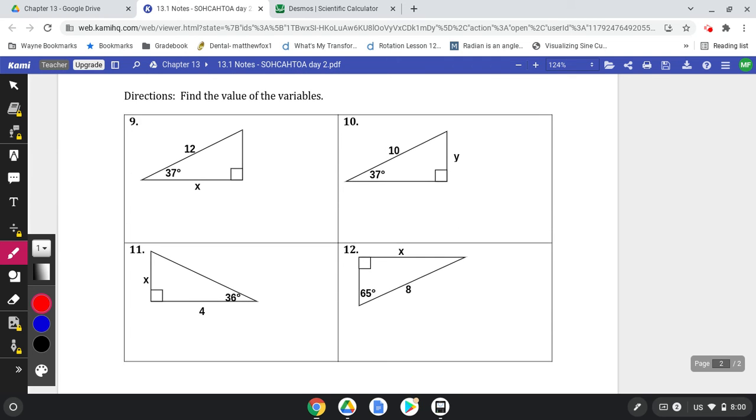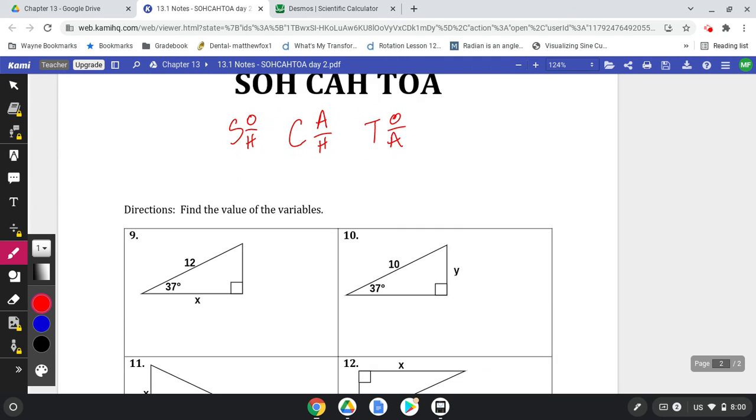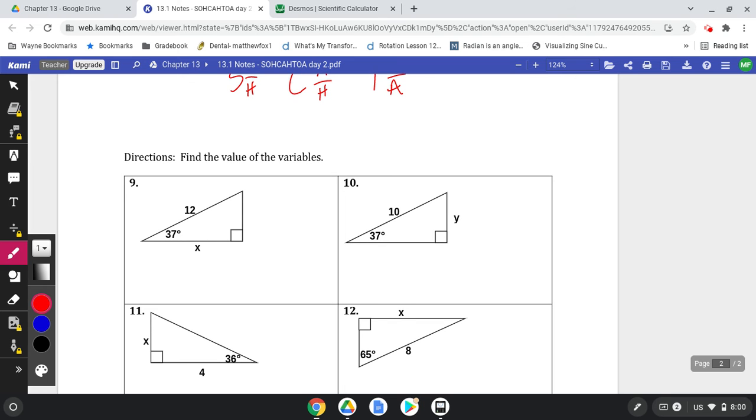So the first thing we want to do on number 9, we just got these 4 left, okay? Using SOHCAHTOA, identify your O, your A, your H. So we have H is the 12. That's easy. Opposite of the right angle, okay? Now, the X is adjacent. It's next to, so that's an A. Meanwhile, the side that has nothing is an O.